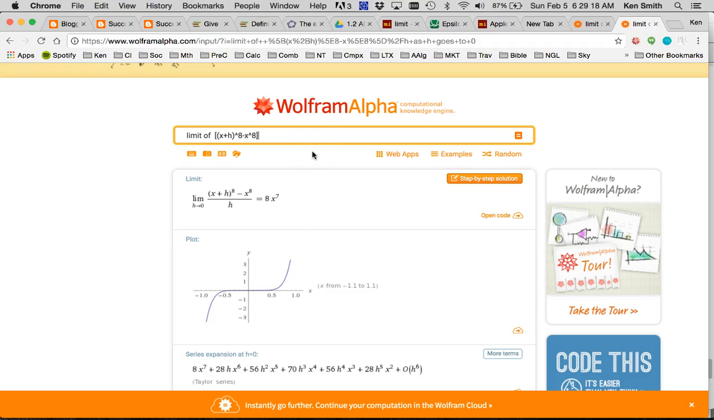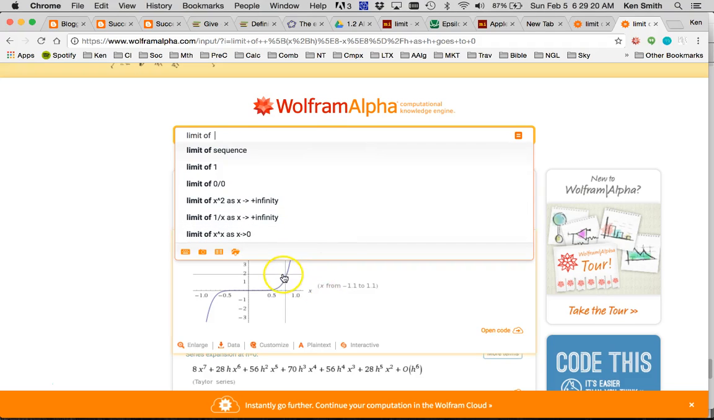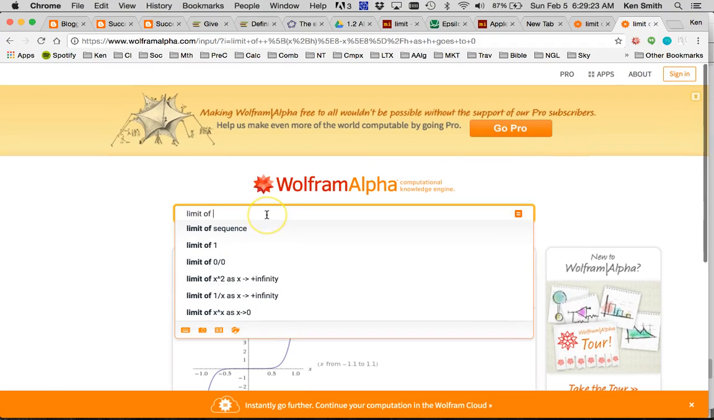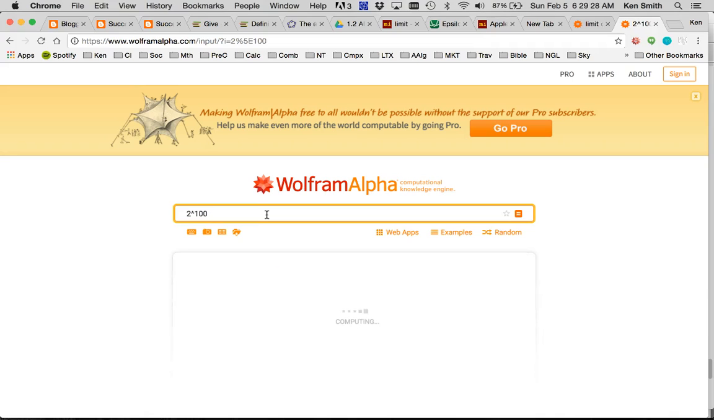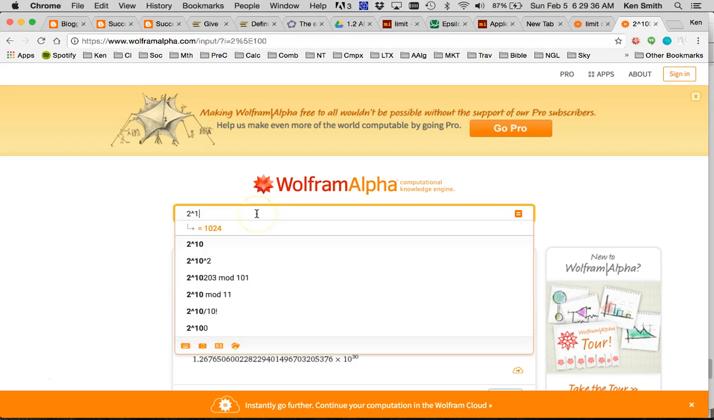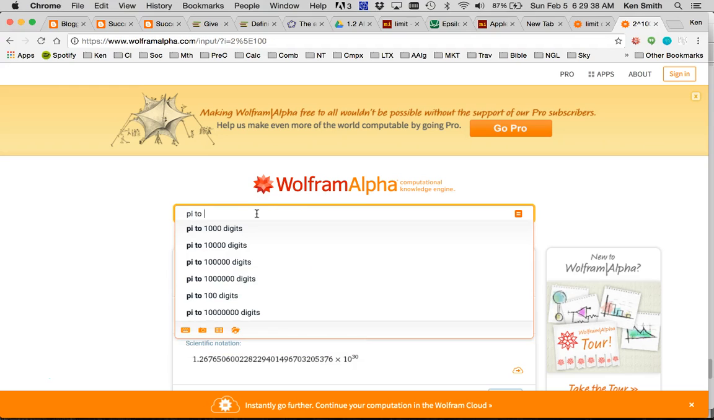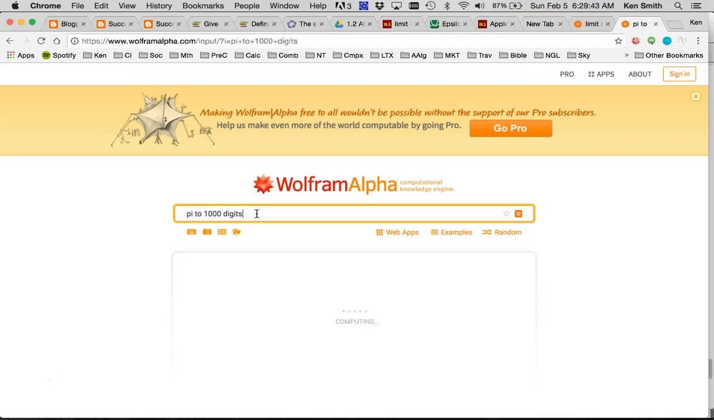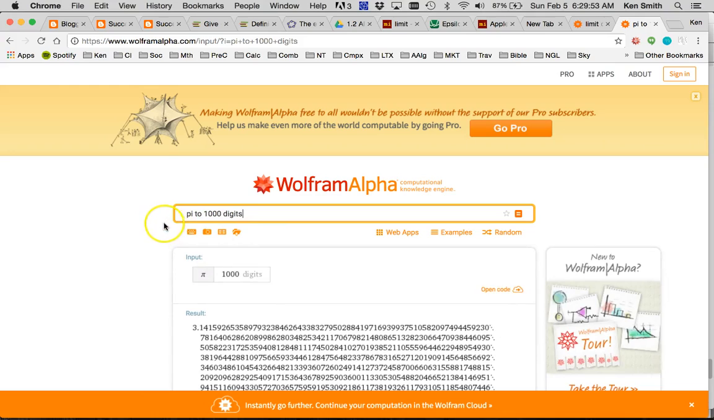Now, WolframAlpha can do a great deal more. Notice these graphs down here. I can do things like compute 2 to the 100th power. And there it is in its 30 plus digits. I can do things like pi to, let's say, 1,000 digits. I'm sure everybody listening to this would like to see pi to 1,000 digits, certainly.